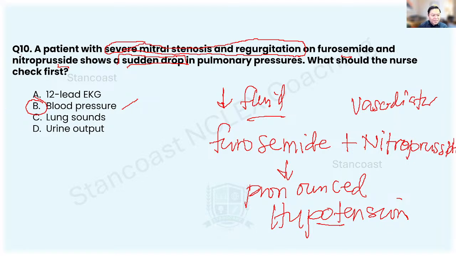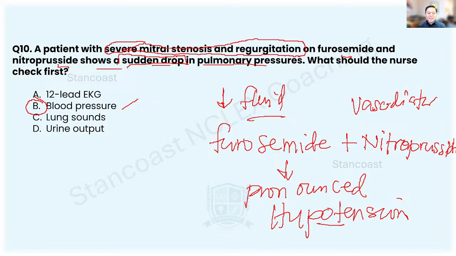So it is said here, shows a sudden drop in the pulmonary pressures. Remember about that device that we use to check for the pulmonary artery pressure, it's telling us that the pressure inside the pulmonary artery has already been going down. So we want to confirm that the patient really has a low blood pressure, then check the blood pressure. As easy as that. Okay? The medications that we're talking about can cause hypotension, so check the blood pressure.